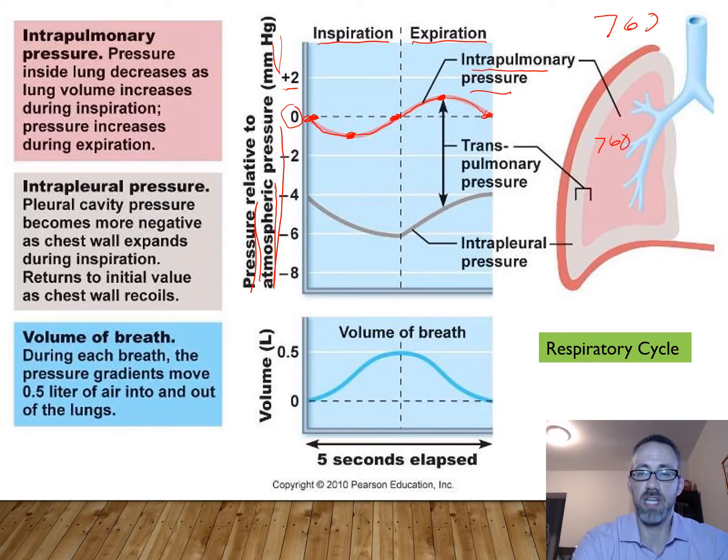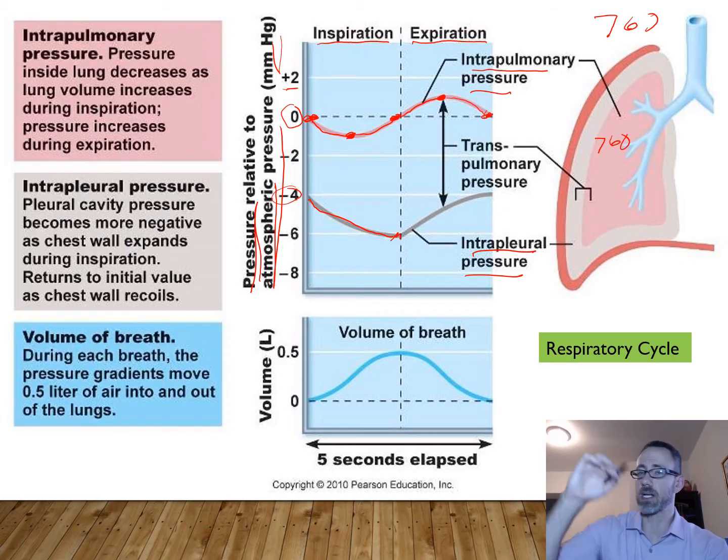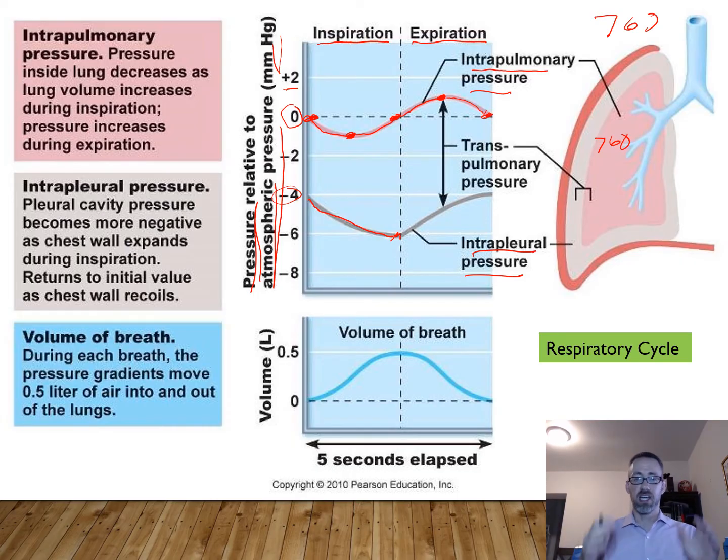Now, if we take a look over here, this is talking about the intrapleural pressure. So again, that's the space between the wall and the lung there. And that changes more drastically. So again, at -4, that means we're starting at about 756 millimeters of mercury. Okay, and when we breathe in, it continues to drop and stays low at the end of inspiration. It doesn't cycle because there's no air moving in there to balance it out or anything like that. Remember, it's a vacuum.